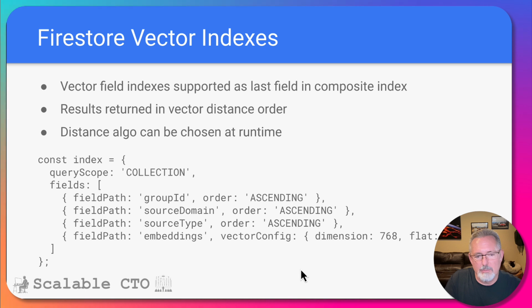So the way you do it is you build a composite index like you normally would. I have this one on group ID, source domain, source type, and then the final field in the composite index will be your embeddings field, your vector field, and you'll use this vector config, give it the dimensions, and you can give it some other parameters. So essentially now I have an index that I can use to do a query that will query how close these embeddings are to a provided embedding. So great, that's super useful for RAG, LLM implementations, other kinds of semantic text search.